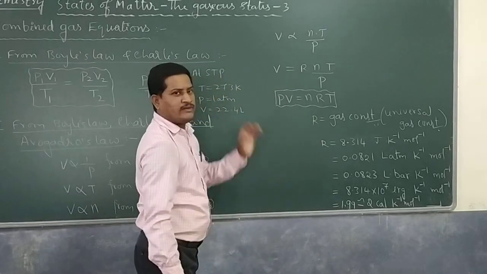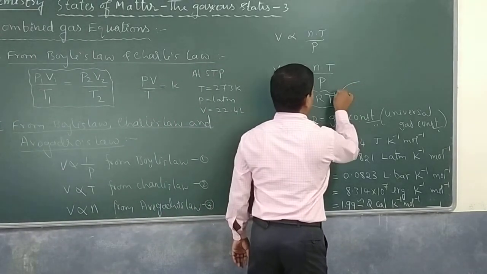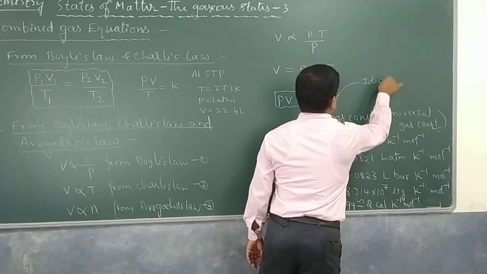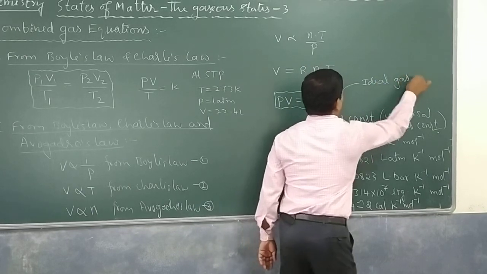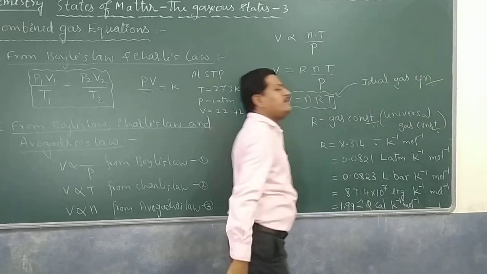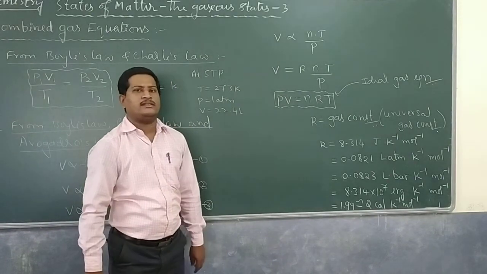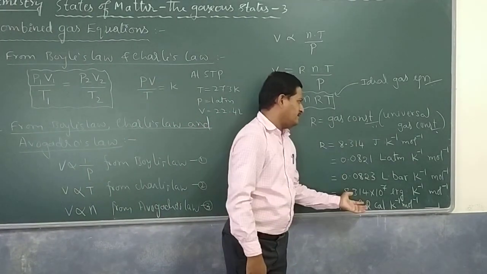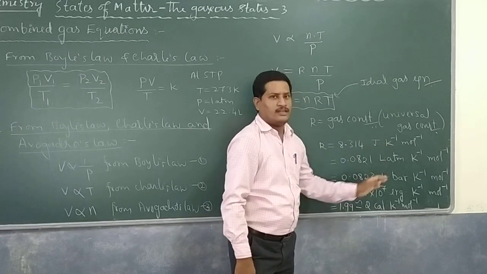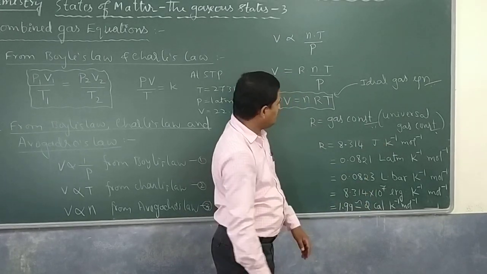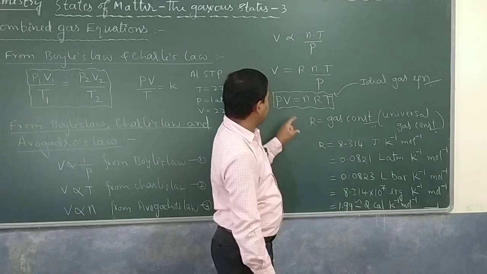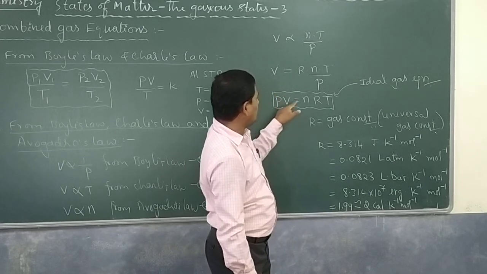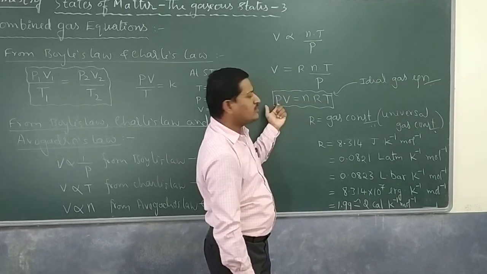So this is the second equation, and it is called the ideal gas equation. Remember, friends, the ideal gas equation. PV equal to nRT is nothing but the ideal gas equation. And here, the R value depends on the energy term. Actually, it is a pressure term; the value of R depends on the pressure.